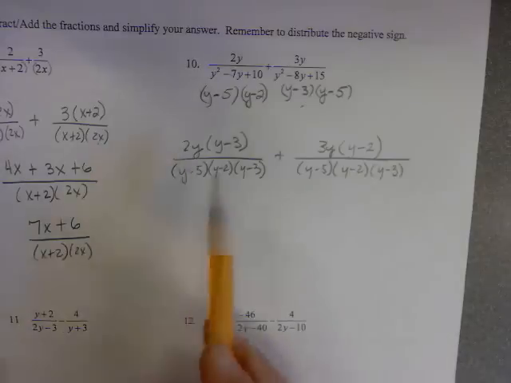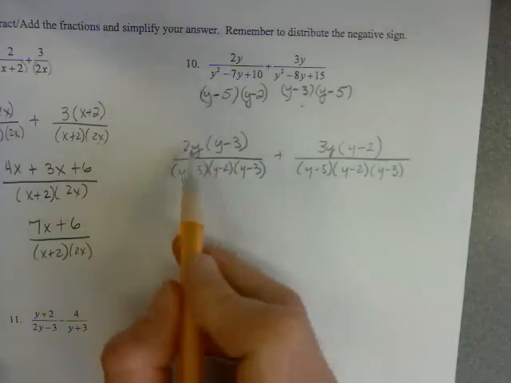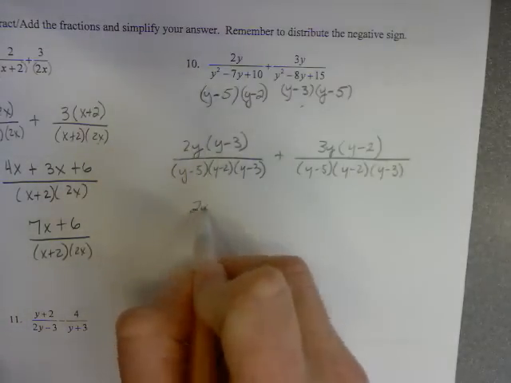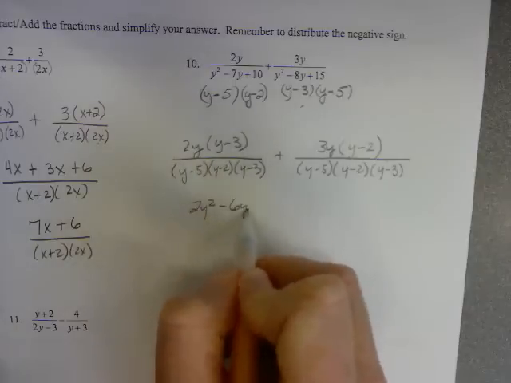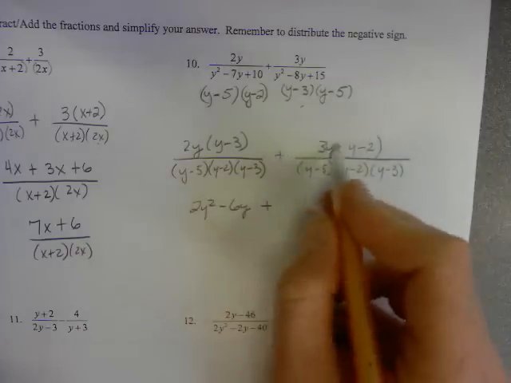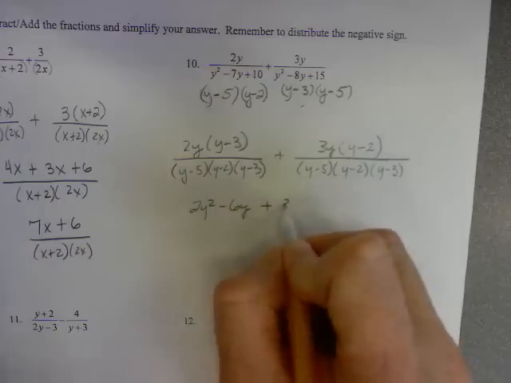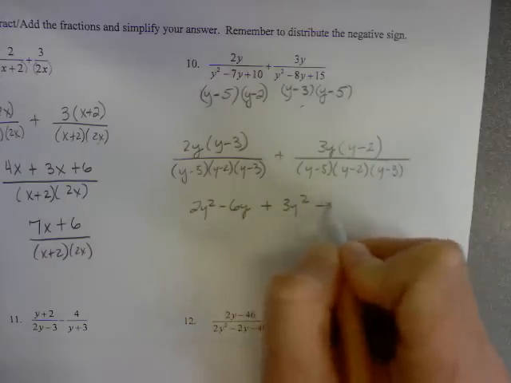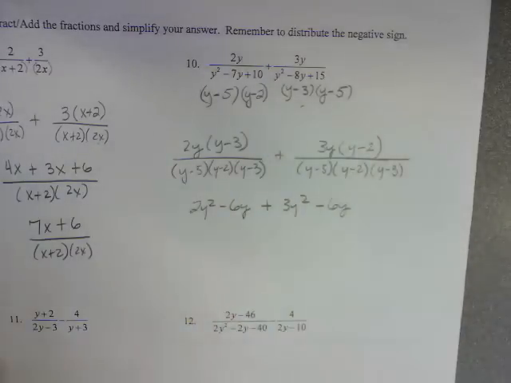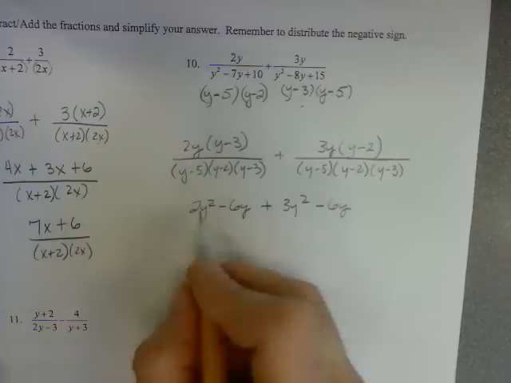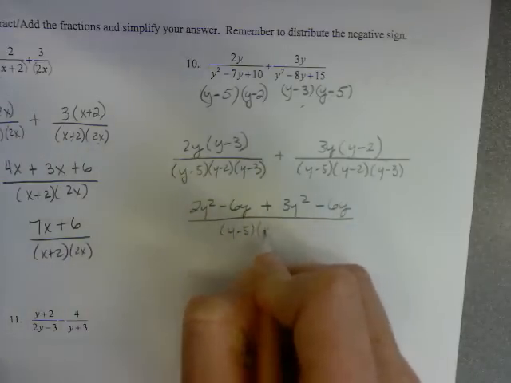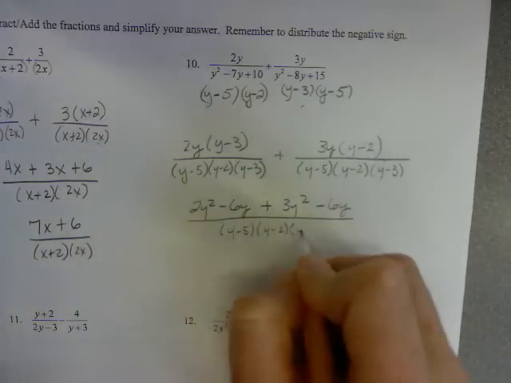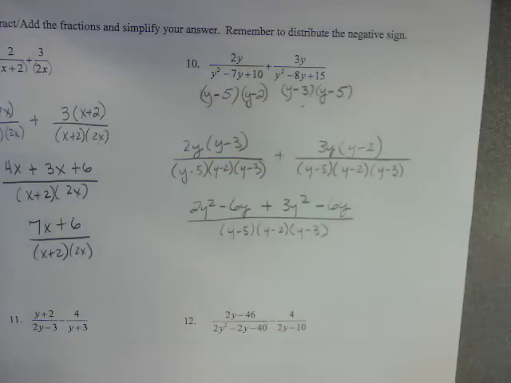Now we can distribute through the numerator. 2y times y is 2y squared minus 6y, plus 3y times y, which is 3y squared minus 6y. And this is all over the same common denominator of y minus 5, y minus 2, and y minus 3. We can combine our like terms in the numerator.